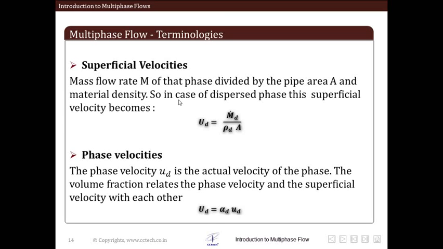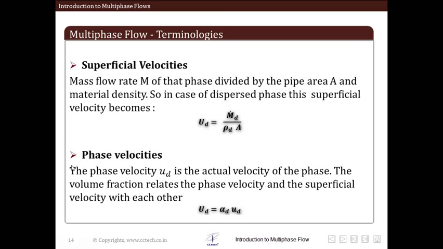Now, superficial velocity is a term mainly associated with pipe flows. It is given by mass flow rate m of a particular phase divided by area A of the pipe and material density. So, in case of dispersed phase, this superficial velocity is given by this mathematical equation, that is mass of the dispersed phase divided by area of the pipe as well as the density, that is material density of the dispersed phase.